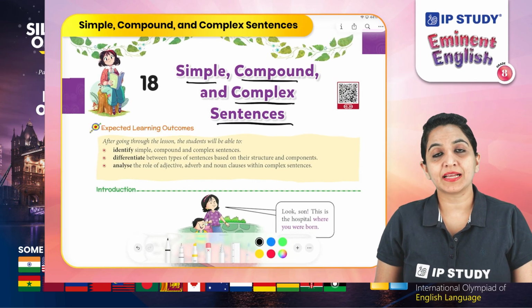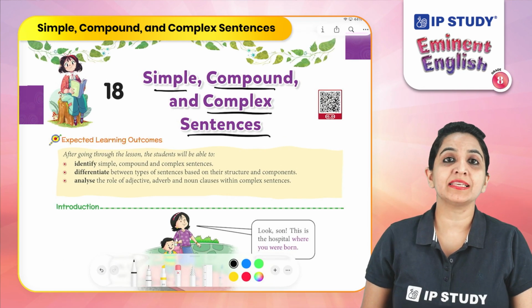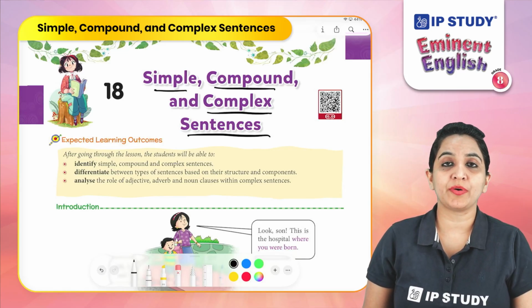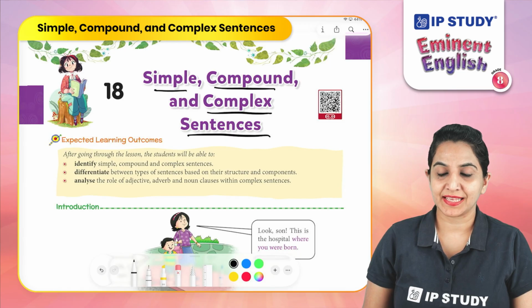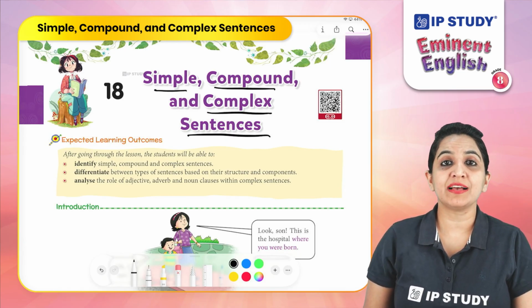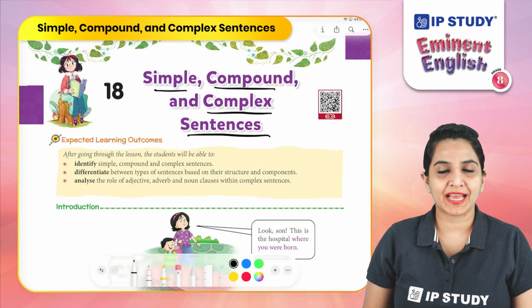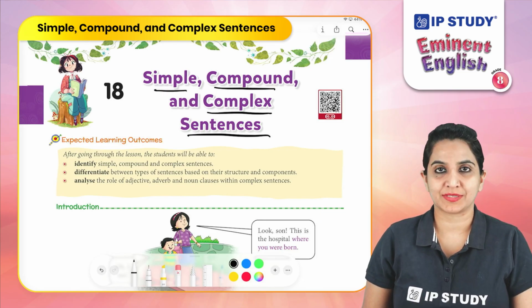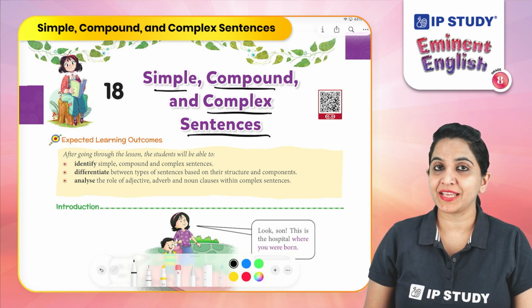Compound sentence. A compound sentence is a sentence which has two finite verbs because it is formed by joining two simple sentences. Complex sentences. Complex sentences are those which have two or more finite verbs because they are formed by joining two clauses. So this is all that we will be covering in this lesson.